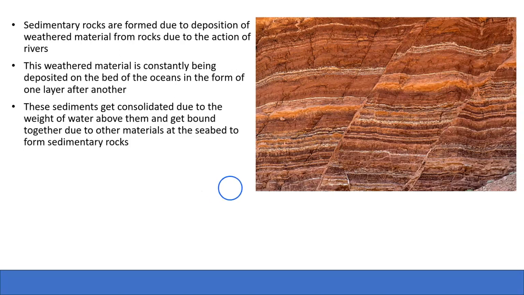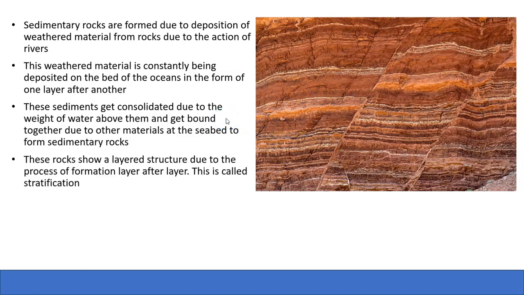So now let us understand that if we take out some stones from this and start using them in the building, what significance will they have? So this layered structure: these rocks show a layered structure due to the process of formation, and that is also called stratification.